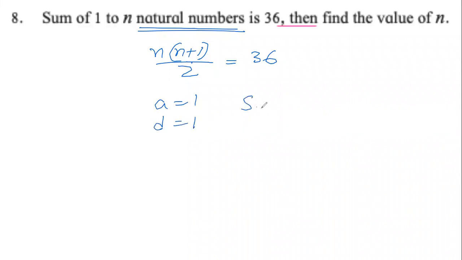Of course, you can also say that A equals 1, D equals 1. So Sn equals n by 2 into 2A plus n minus 1 into D. You can do this also, but it is not required. You can use this.